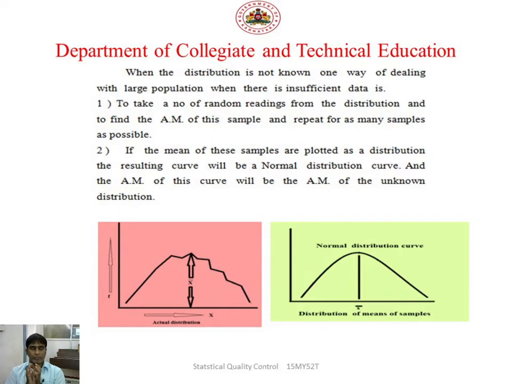So, a better way is to follow the normal distribution curve to get the perfect reading. So when we plot a normal curve, which I have shown in the yellow color, you will easily get the unknown arithmetic mean.